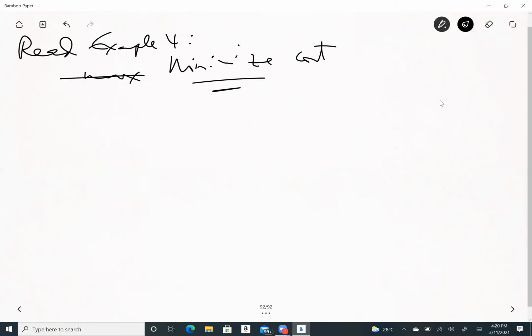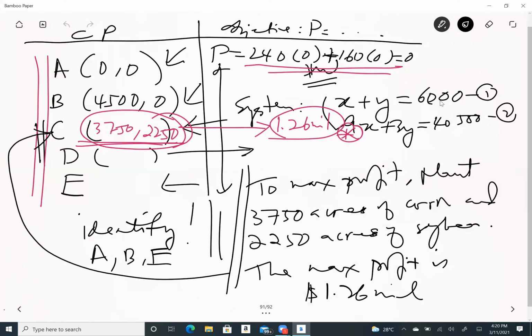So what we do here is, this is the table, the corner points. 0, 0 is the first point, and then 4500, 0 is the second point, 3750, 2250 the third point, and so on. You see that? Can you see the book? Yeah. Okay.